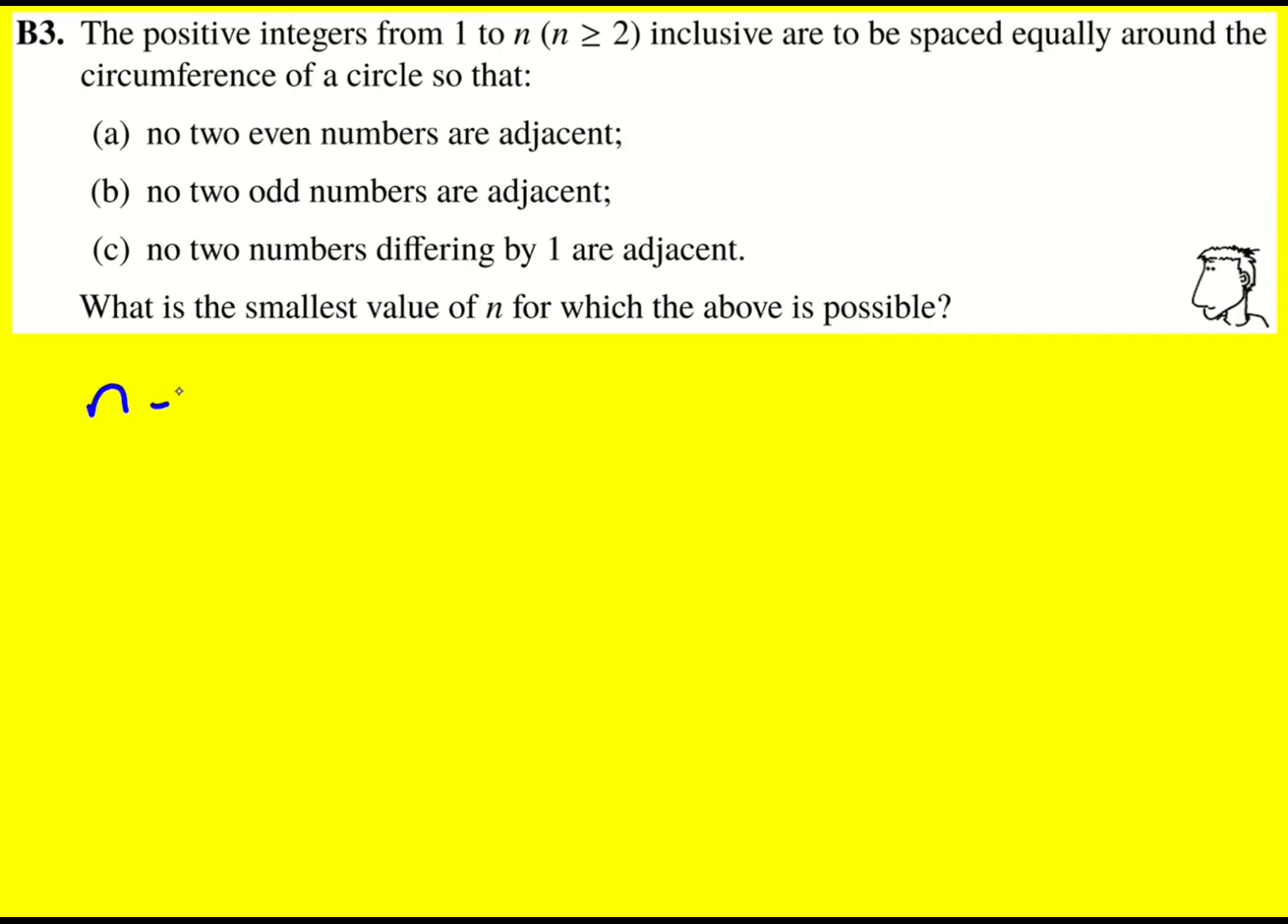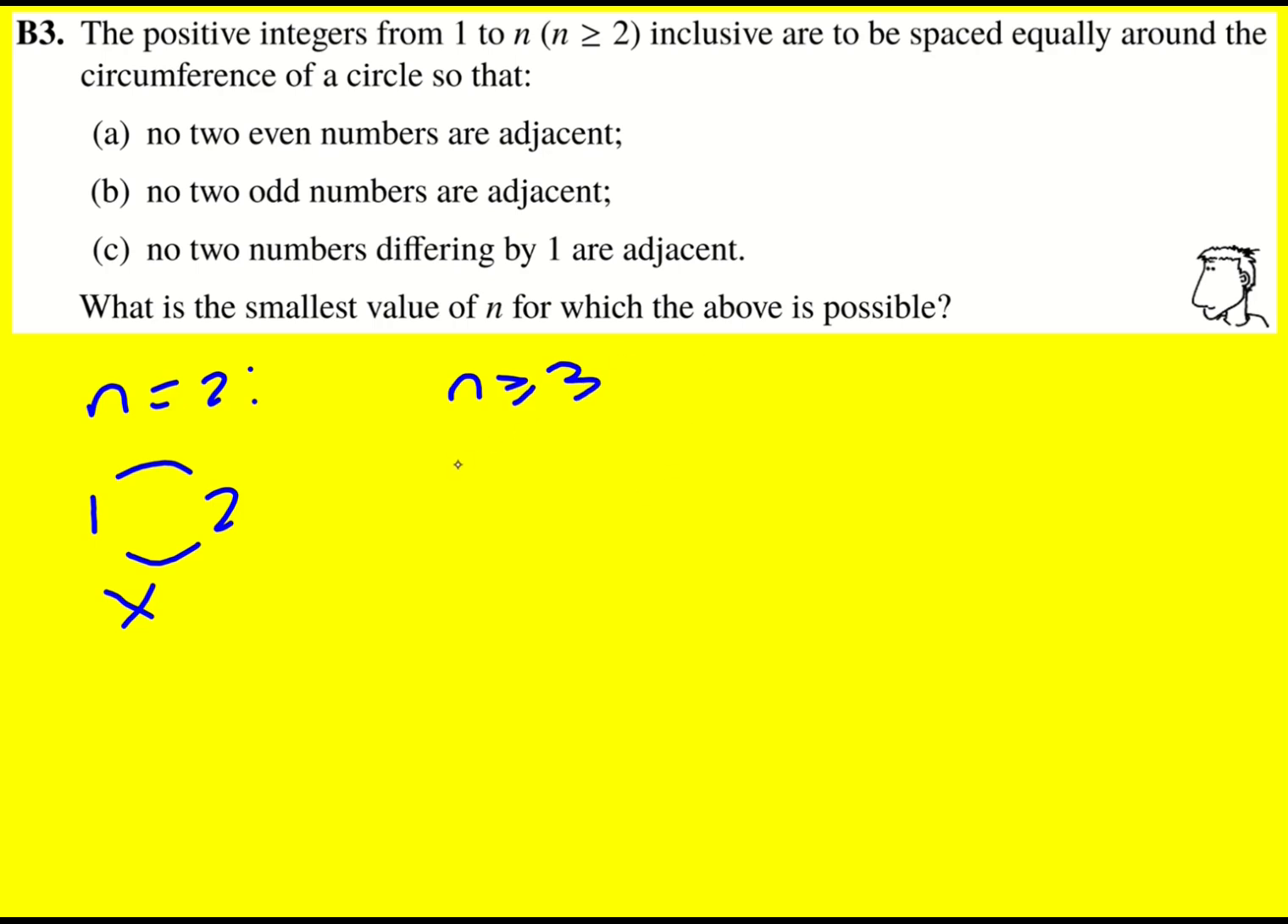Let's take a look first of all at n equals 2. Now we can quickly fail this one because we have two numbers differing by 1 that are adjacent. So that means that n is going to have to be greater or equal to 3.